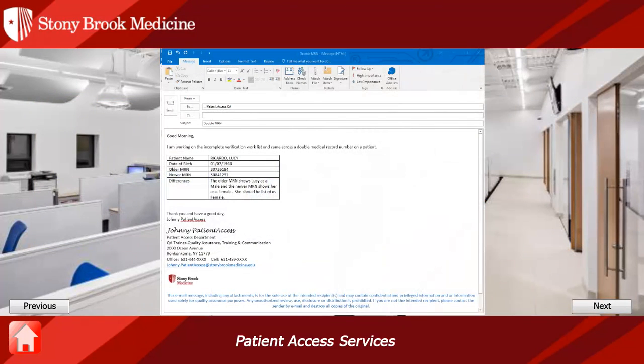patientaccessqa@stonybrookmedicine.edu. Please always remember to include the following information in the email: correct spelling of the patient name, the duplicate MRN, and the date of birth. Any pertinent differences in the two MRNs should also be noted in the email if applicable. Please review the following example.